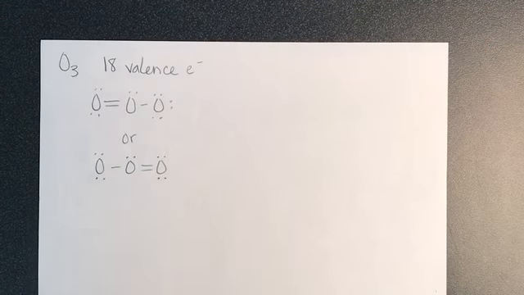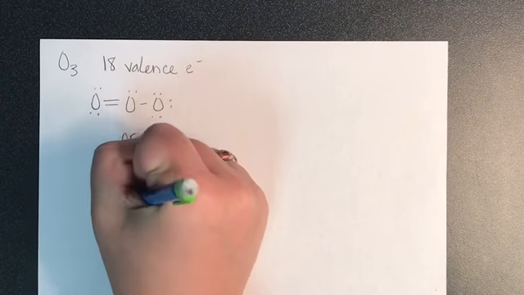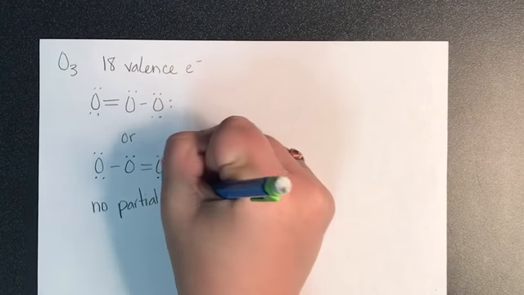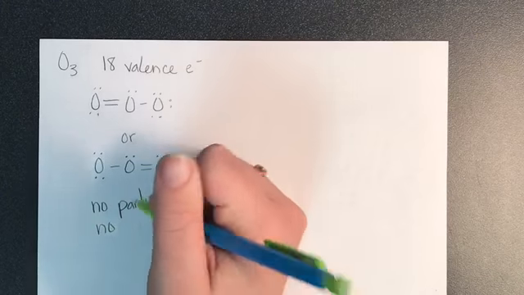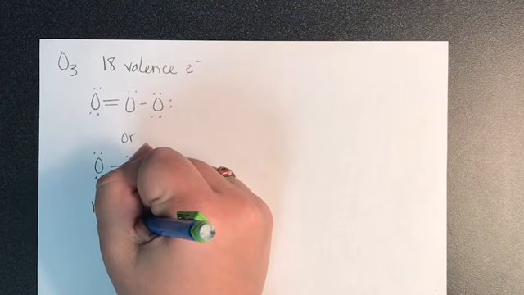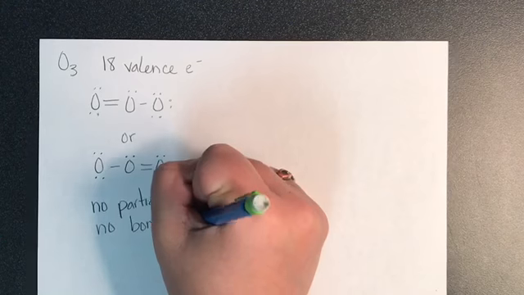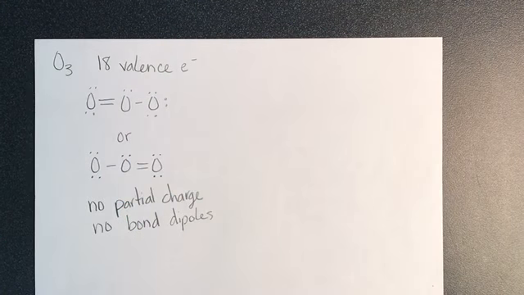O3 is a more complicated molecule because there are no partial charges, and there are also no bond dipoles. This is due to the fact that the electronegativities of the same atom cancel out.